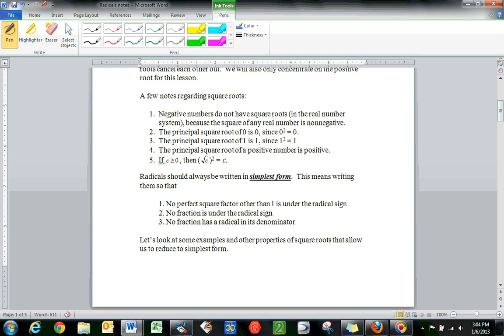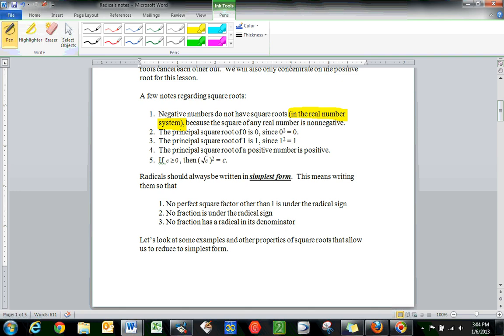Negative numbers do not have square roots in the real number system. Now, this is going to be important. We're specifying the real number system here. Later on in Chapter 5, we will actually be dealing with something called an imaginary number, or the complex number system. So, again, we're only focusing on real numbers in this review section and positive values of the square root.